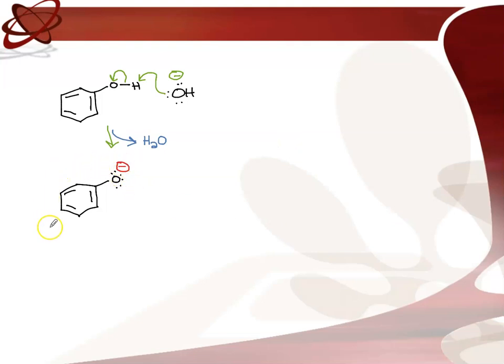Now, this phenolate anion is more stable than most alcohol anions or alkoxide anions because the electrons on this oxygen here can be delocalized throughout this pi system of the benzene ring. So let's go ahead and look at those resonance structures. So I'm going to move these electrons to make a double bond between the oxygen and carbon here, but that means that the electrons here are going to get pushed out onto this carbon here.